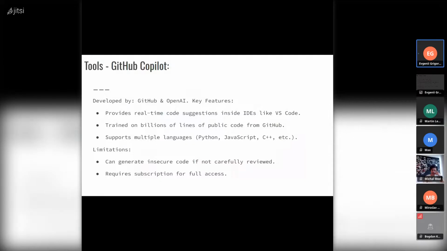There are some different tools like GitHub Copilot, which was developed by GitHub and OpenAI. It provides real-time coding suggestions in IDEs. It was trained on a lot of lines of code in GitHub, and supports a lot of different languages. But the problem is that it was trained on GitHub, so there is a lot of code that may not be secure. It may have low quality. It may be under some copyright, so it is not really good, and it requires a subscription to work properly.